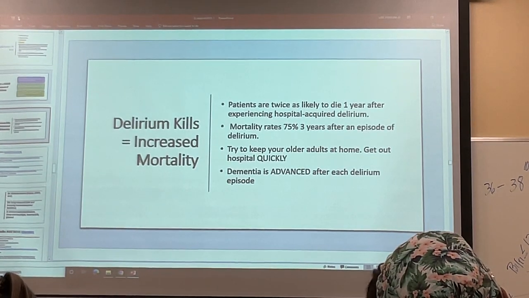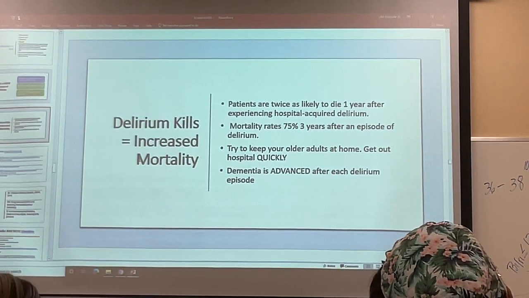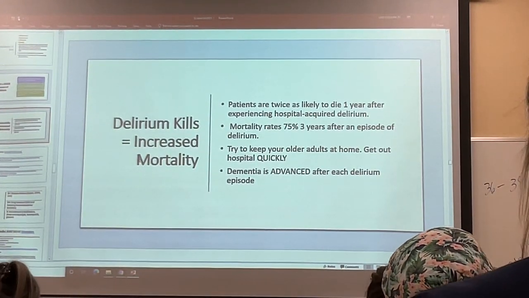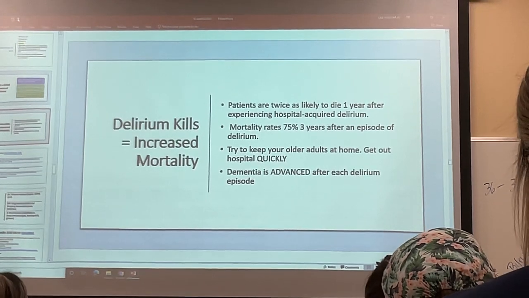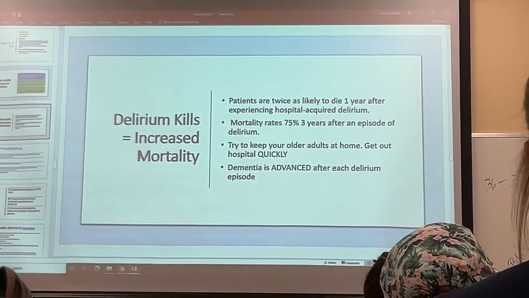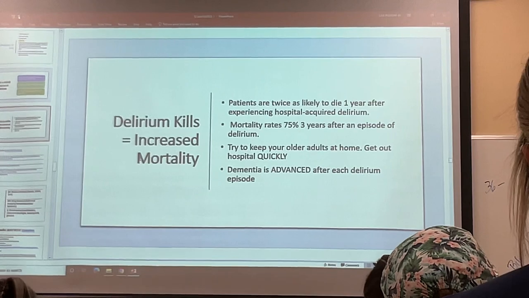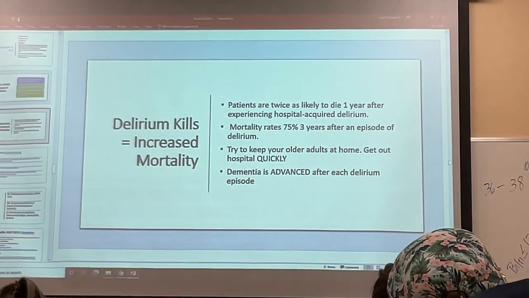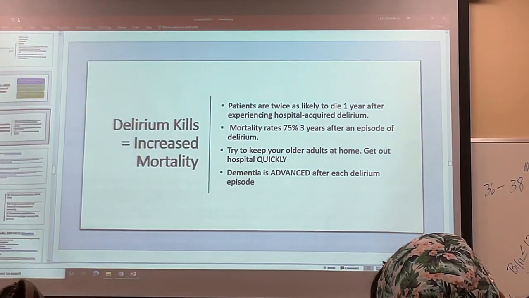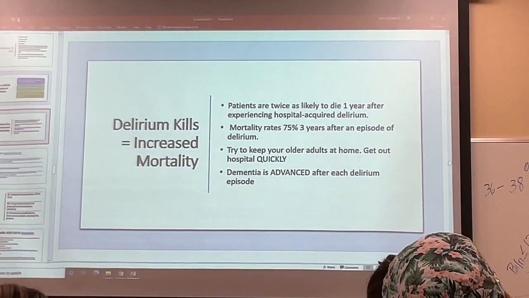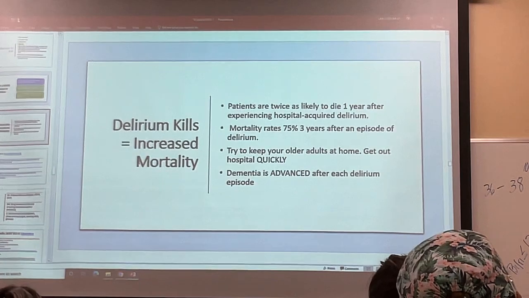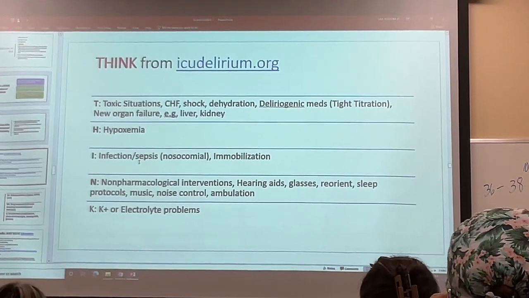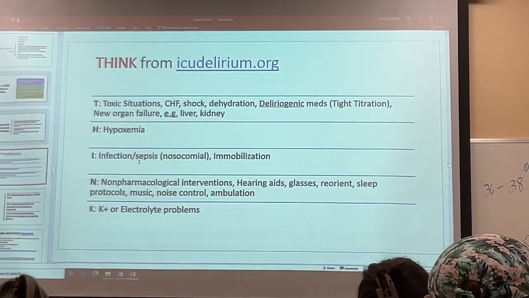Why do I care about delirium on all these ICU survivors? Because delirium kills, statistically speaking. Patients are likely to die 1 year after experiencing hospital-acquired delirium. So the statistics make us all worried. And 75% of them die within 3 years after having a delirious experience in the ICU. So we are supposed to be doing a CAM ICU, a delirium assessment every shift in ICU.